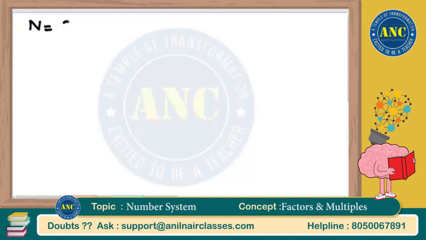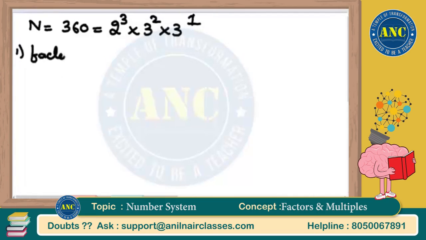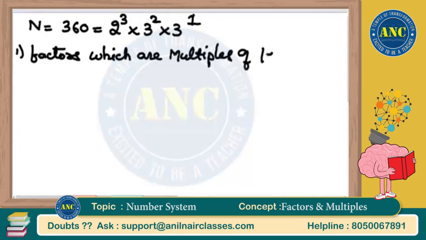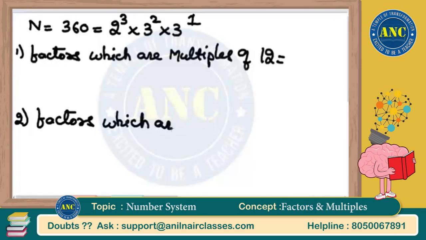N is 360. 360 is 2 cube into 3 square into 5 power 1. Factors which are multiples of 12. 2 questions I will solve so that you will not get any doubt. Factors which are multiples of 12. Next question. Factors which are multiples of 30.